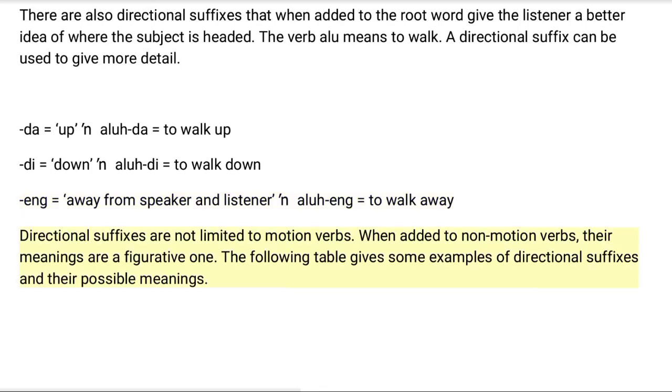Directional suffixes are not limited to motion verbs. When added to non-motion verbs, their meanings are a figurative one. The following table gives some examples of directional suffixes and their possible meanings.